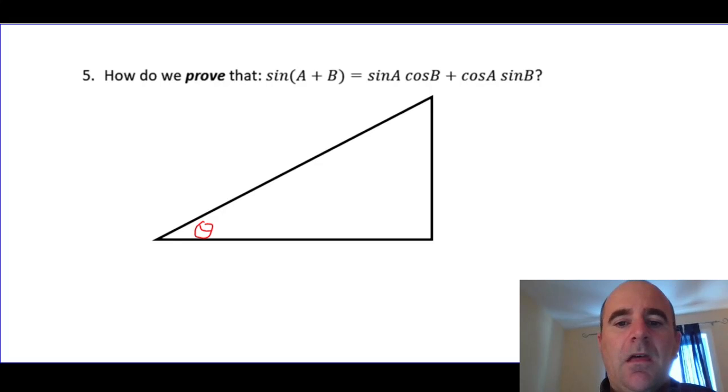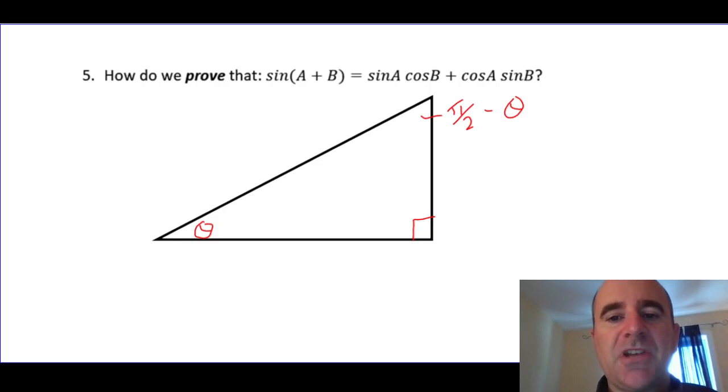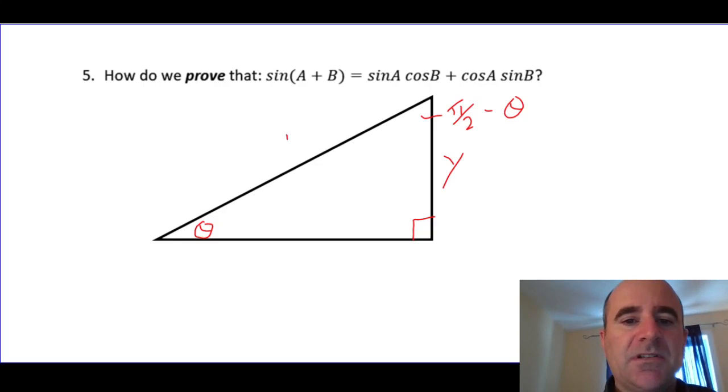Since this is a right angle here, we know that the angles in a triangle add to 180 degrees. Well, that's 90 degrees here. So these two angles must add to 90, which is of course pi over 2. So that actually makes this angle here pi over 2 take away theta, in radians. So those angles are what we call complementary angles. They add to 90 degrees. I'm going to call this side y, I'll call this r, and this x.